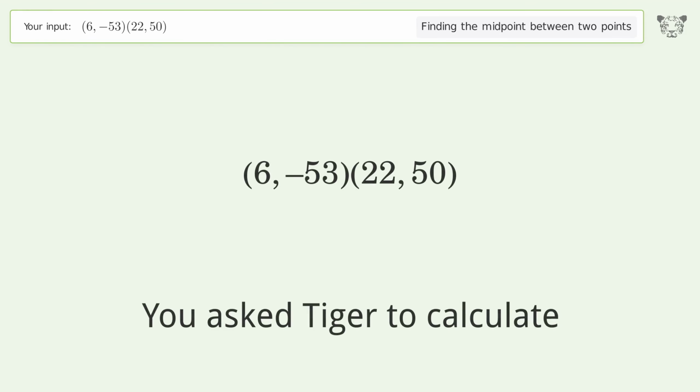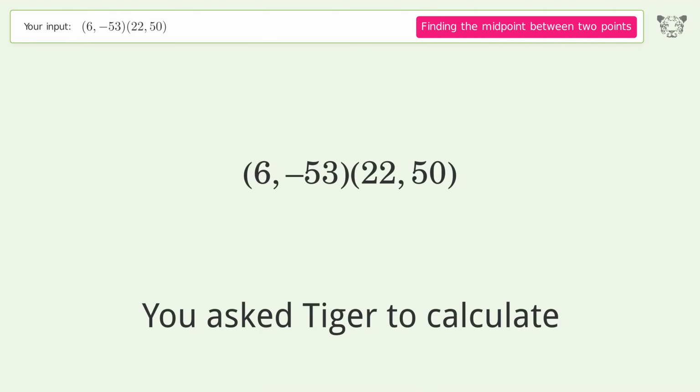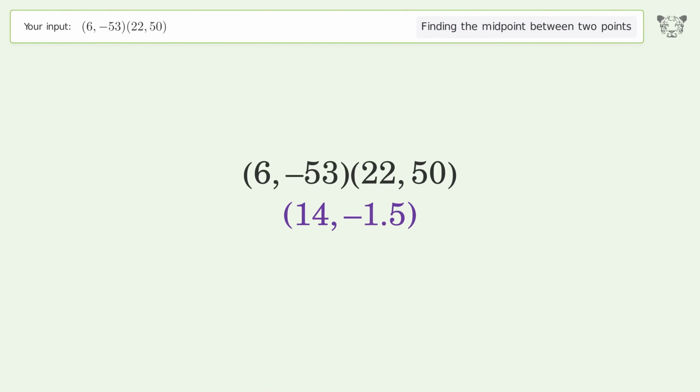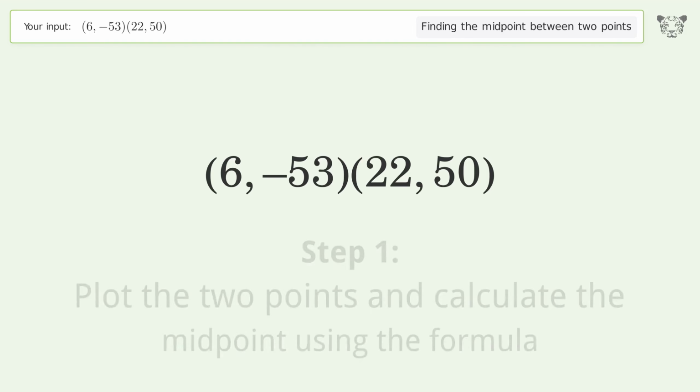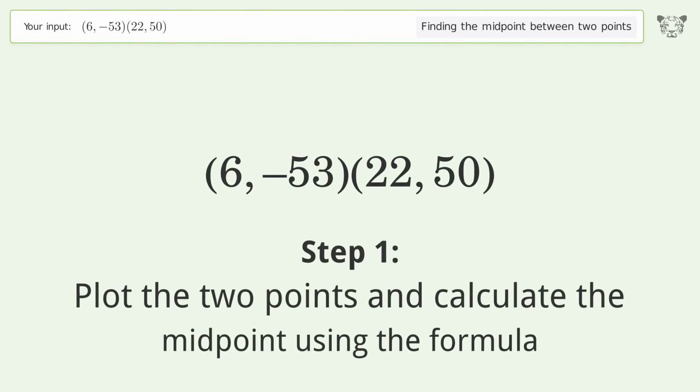You ask Tiger to calculate. This deals with finding the midpoint between 2 points. The midpoint between the 2 points is 14, negative 1.5. Let's solve it step by step. Plot the 2 points and calculate the midpoint using the formula.